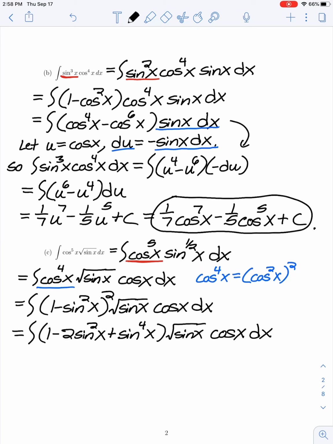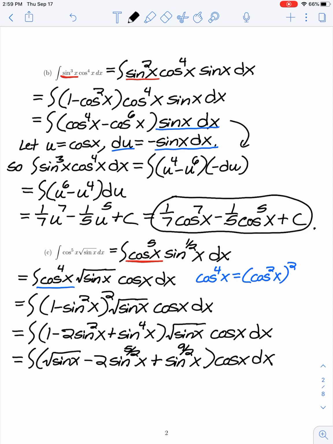So distributing the square root of sine x, I would have the square root of sine x minus 2 times sine squared x times the square root of sine x, which would give me sine x to the 2.5 or the 5/2 power. And then plus sine x to the 4th times the square root of sine x would give me sine x to the 4.5 or the 9/2 power. And then we've still got our factor of cosine x dx on the end.